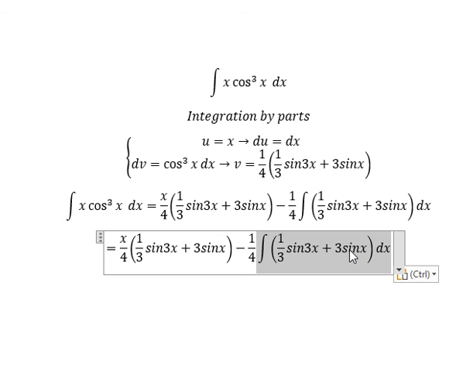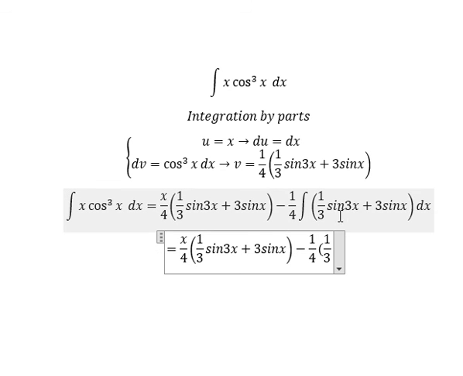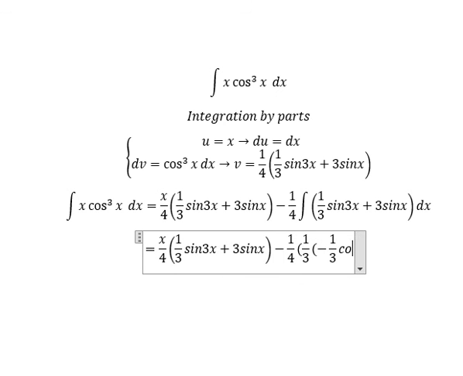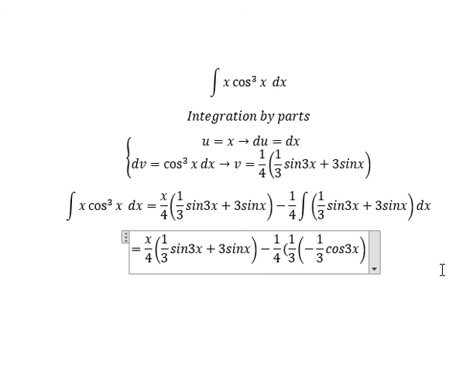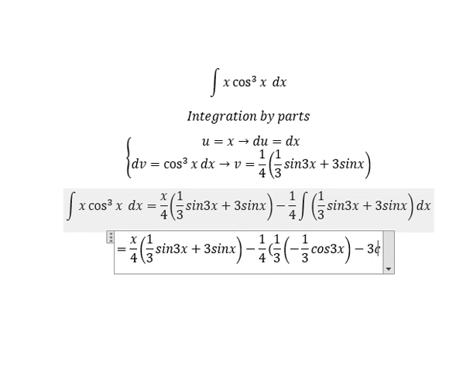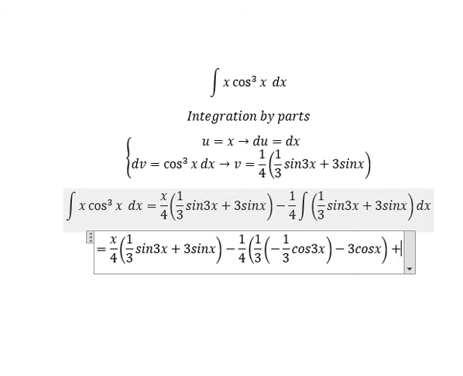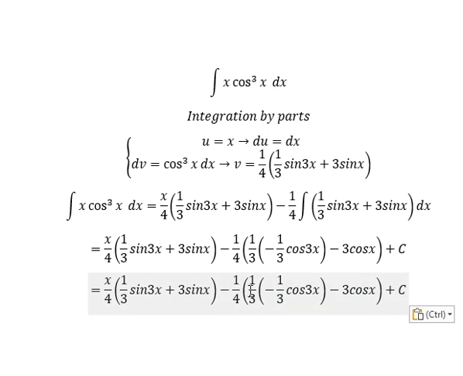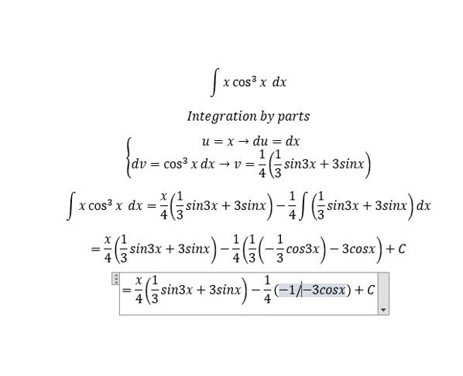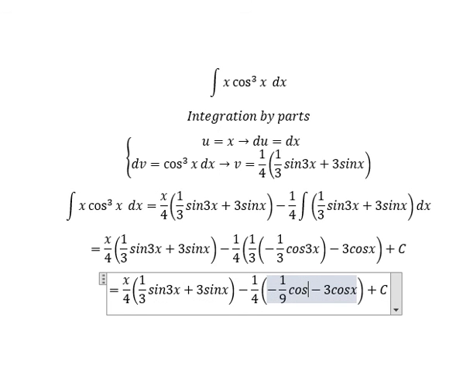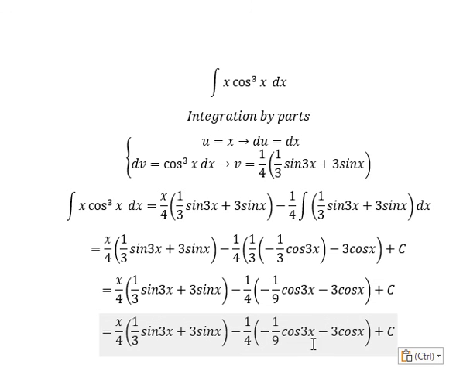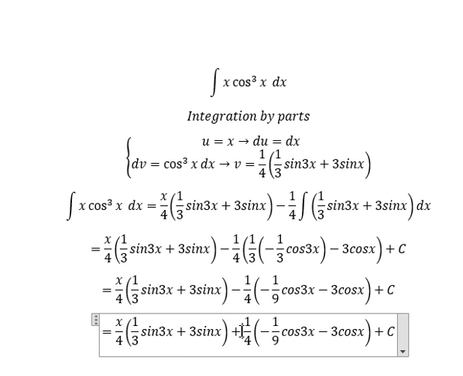The integration of sine 3x, we have negative 1 over 3 cosine 3x. The integration of sine x, we have negative 3 cosine x, and I will put plus C. So this one we have negative 1 over 9 cosine 3x. So negative, negative, negative, we got positive.